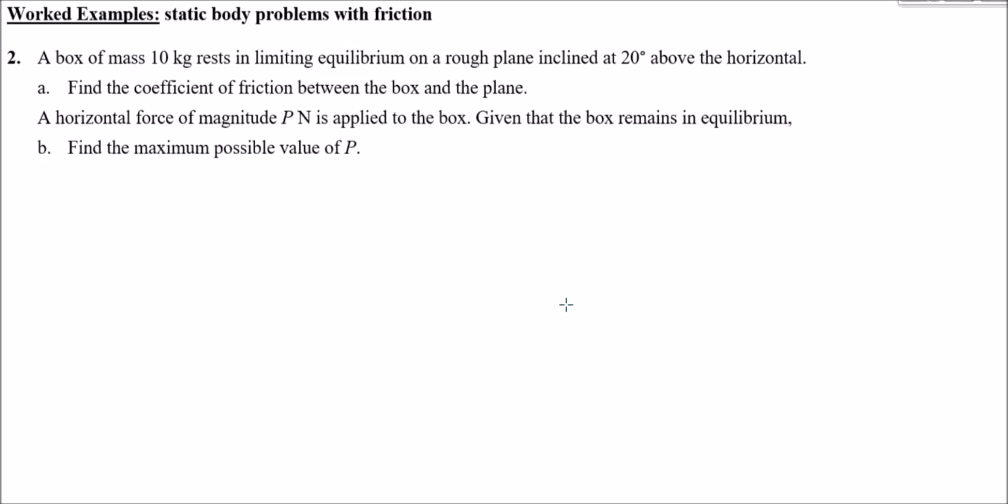So this time I have a box, mass 10 kilograms, resting in limit in equilibrium. So first of all, let's make a note. Limit in equilibrium, that means we're going to be using F max. So friction's going to be at the maximum. So F max, which will be mu R. That's what it means here.